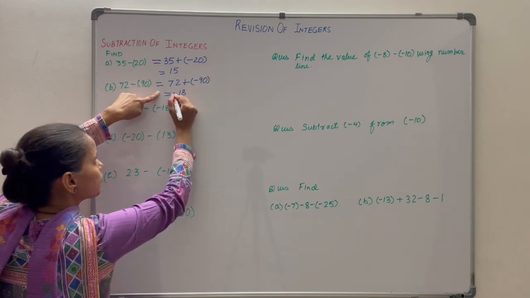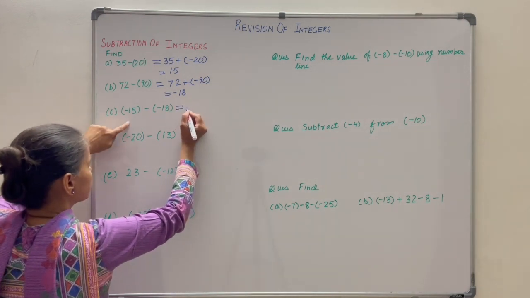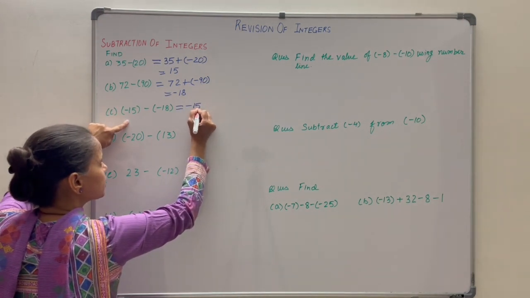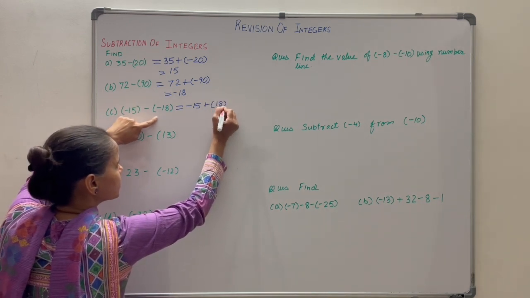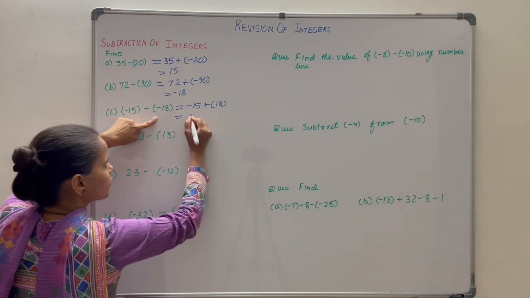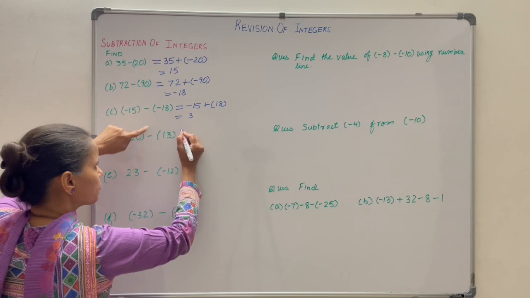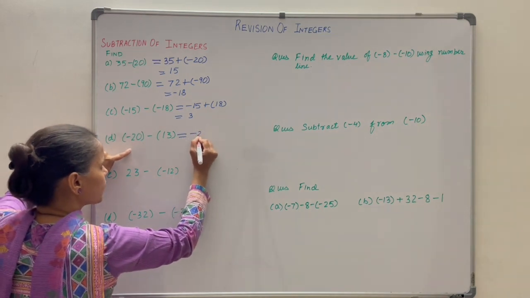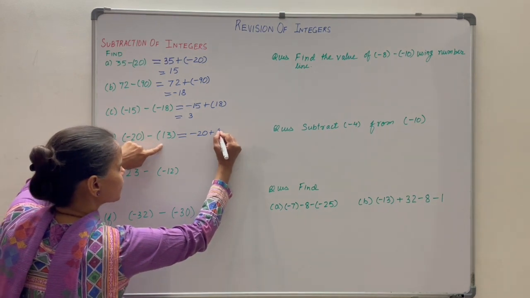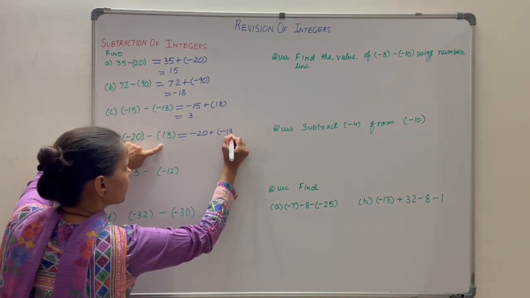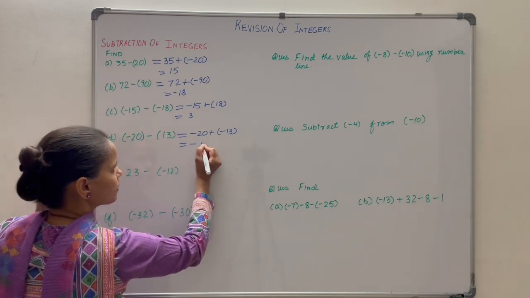Sign of the greater number: minus, because 90 is negative. Here, minus 15 plus the additive inverse of minus 18 is 18. 18 minus 15 is 3, sign of the greater number. Greater number is 18, so plus. Minus 20 plus, you need to add the additive inverse of plus 13, which is minus 13. Both the numbers are negative, so the result is negative.